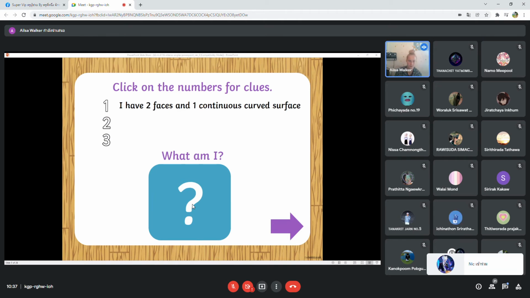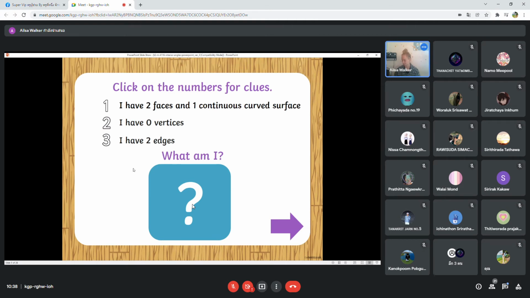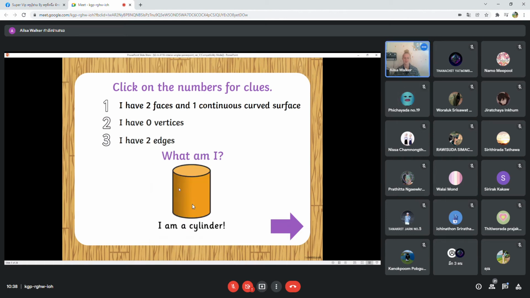I have 2 flat faces and 1 continuous curved face. I have 0 vertices. And I have 2 edges. What am I? Cylinder. What do you think, everyone? I think cylinder, teacher. Yes, good job. Okay, well done.